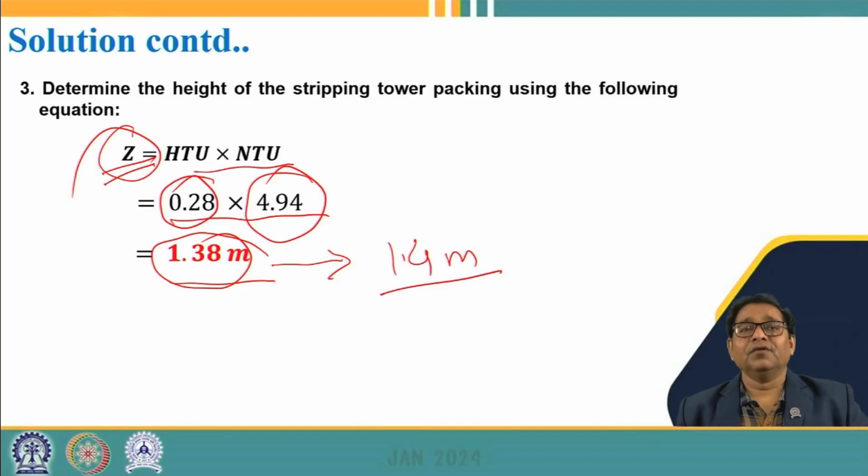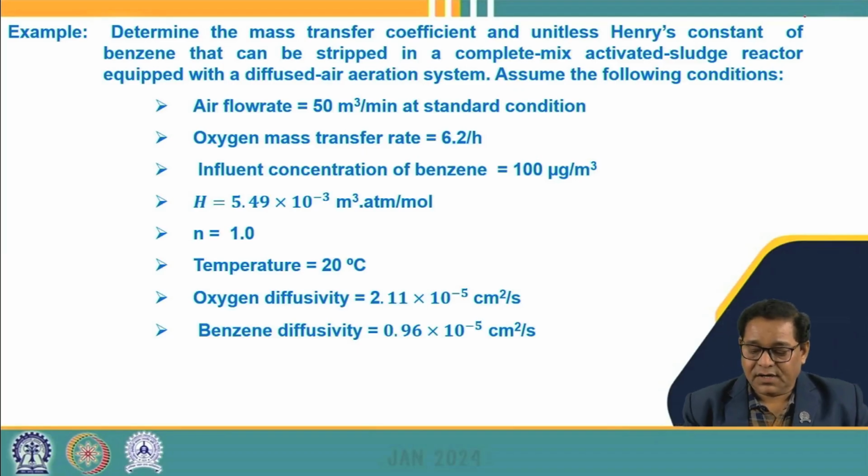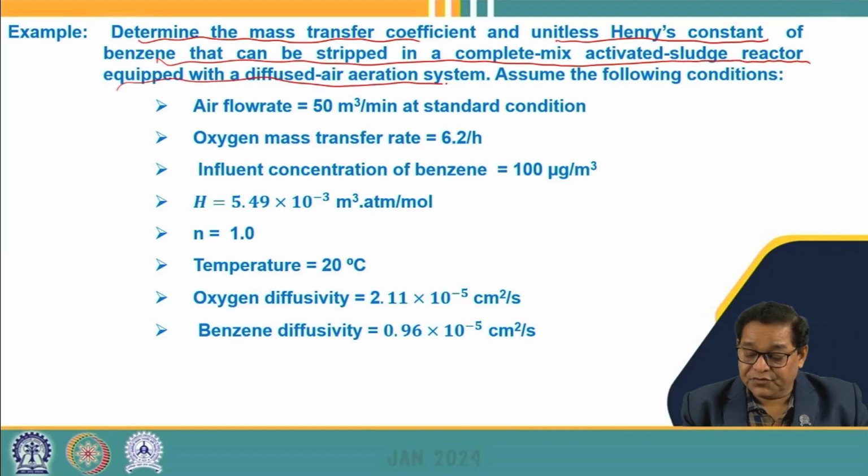So this is how we can work out the height of the column as per the dynamic analysis of the stripping column. Then similarly, one more example we can take, which is on the determination of mass transfer coefficients and Henry's constant. Here, the example says: determine the mass transfer coefficient and unitless Henry's constant of benzene that can be stripped in a completely mixed activated sludge reactor equipped with a diffused aeration system.